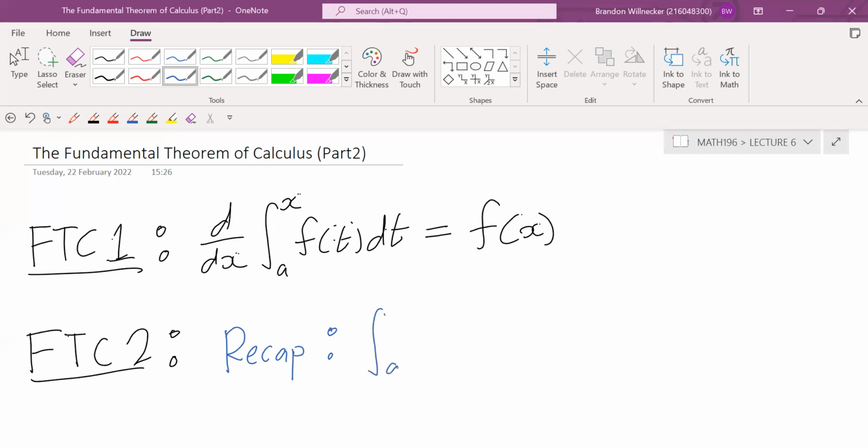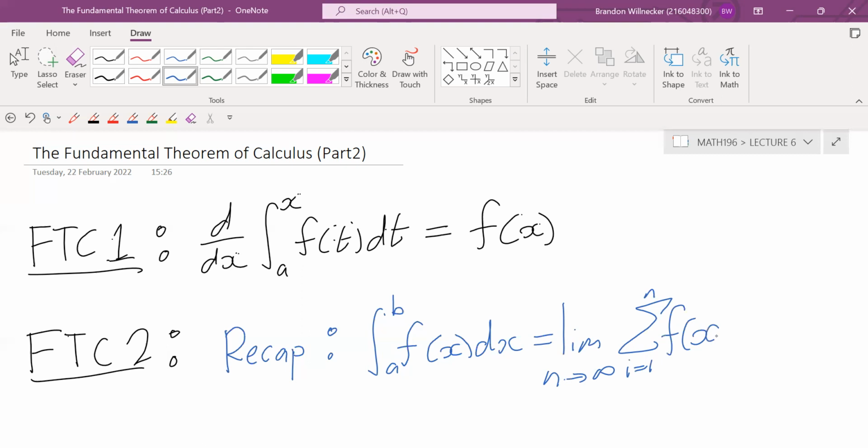Remember, we defined the definite integral. We just used this notation with this elongated s, with lower bound a, upper bound b. We took this function f, and we said that this was just some notation for the limit as n goes to infinity of the sum from i equals 1 to n of f of x_i delta x. Okay, so we wrote this definite integral as the limit of a Riemann sum. We've got this on the right-hand side here.